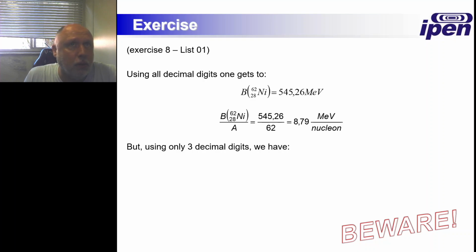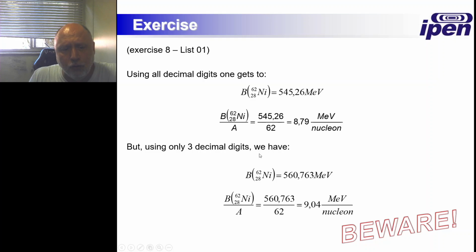But sometimes, for instance in the exercises and in my test, I'll give you things with 3 or 4 decimal digits only. That's because you don't have to use all this. All those digits will make it easier for you to make a mistake. I don't want you to make mistakes. But there's a trick here, and you should be aware of this. If I use only 3 decimal digits, as I would do in a test, you see we get to a very different value for the binding energy and for the binding energy per nucleon. This is not the correct value.